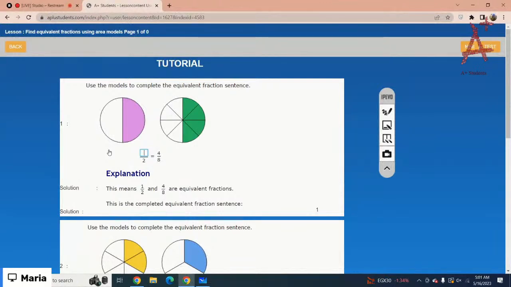Okay, so just look at the first one. You have the total portions are 2 and 1 is colored. So it would be 1 over 2. And here you have 1, 2, 3, 4, 5, 6, 7, 8 portions, the total portions are 8 and 4 are colored. So it would be 1 by 2 and 4 by 8 and they are equivalent fractions. Got it? If you simplify them, they will be exactly equal. Got it?